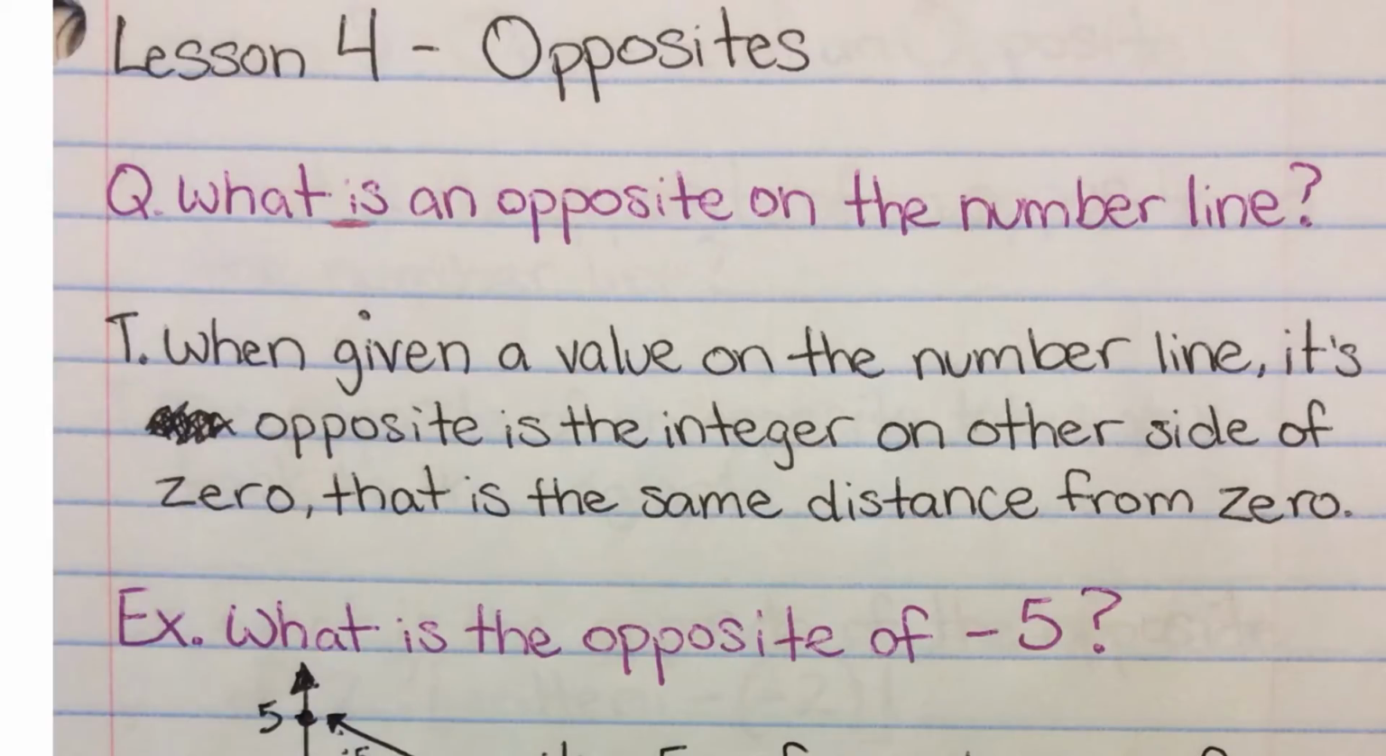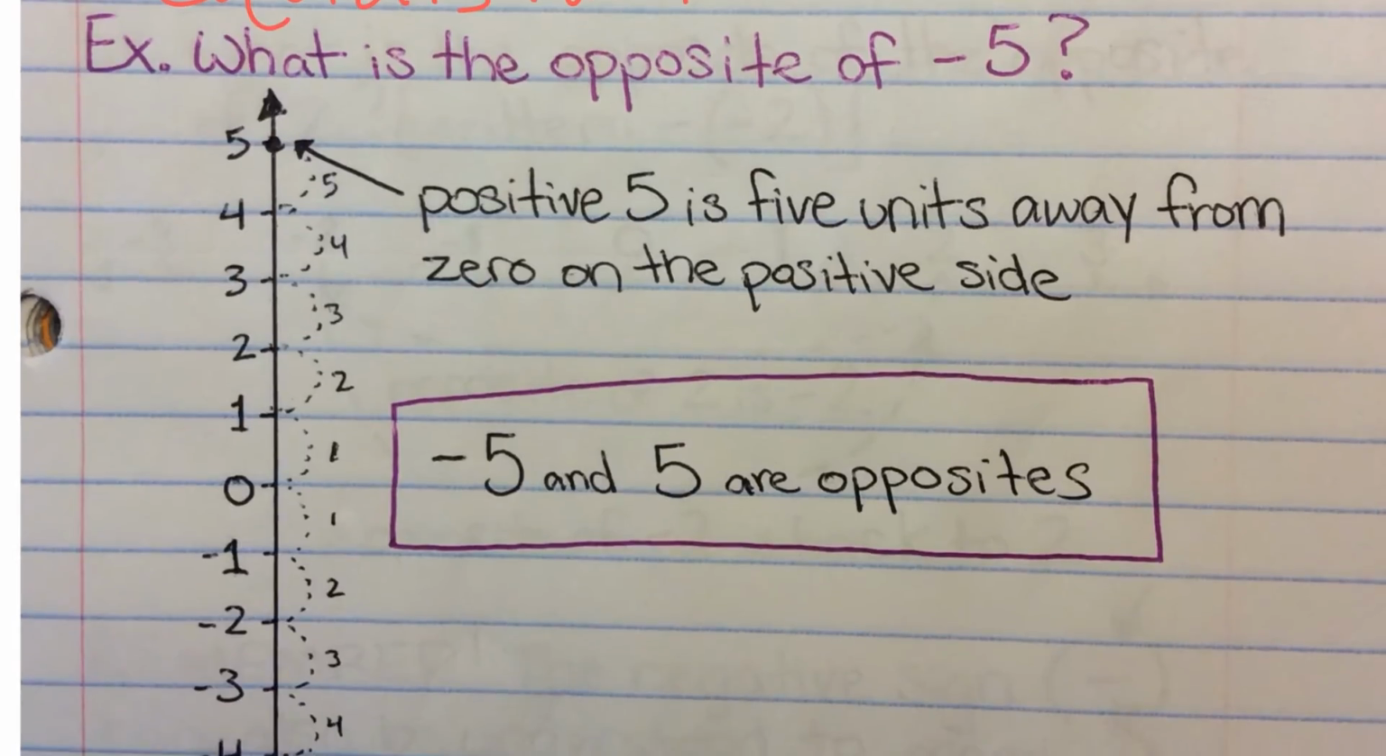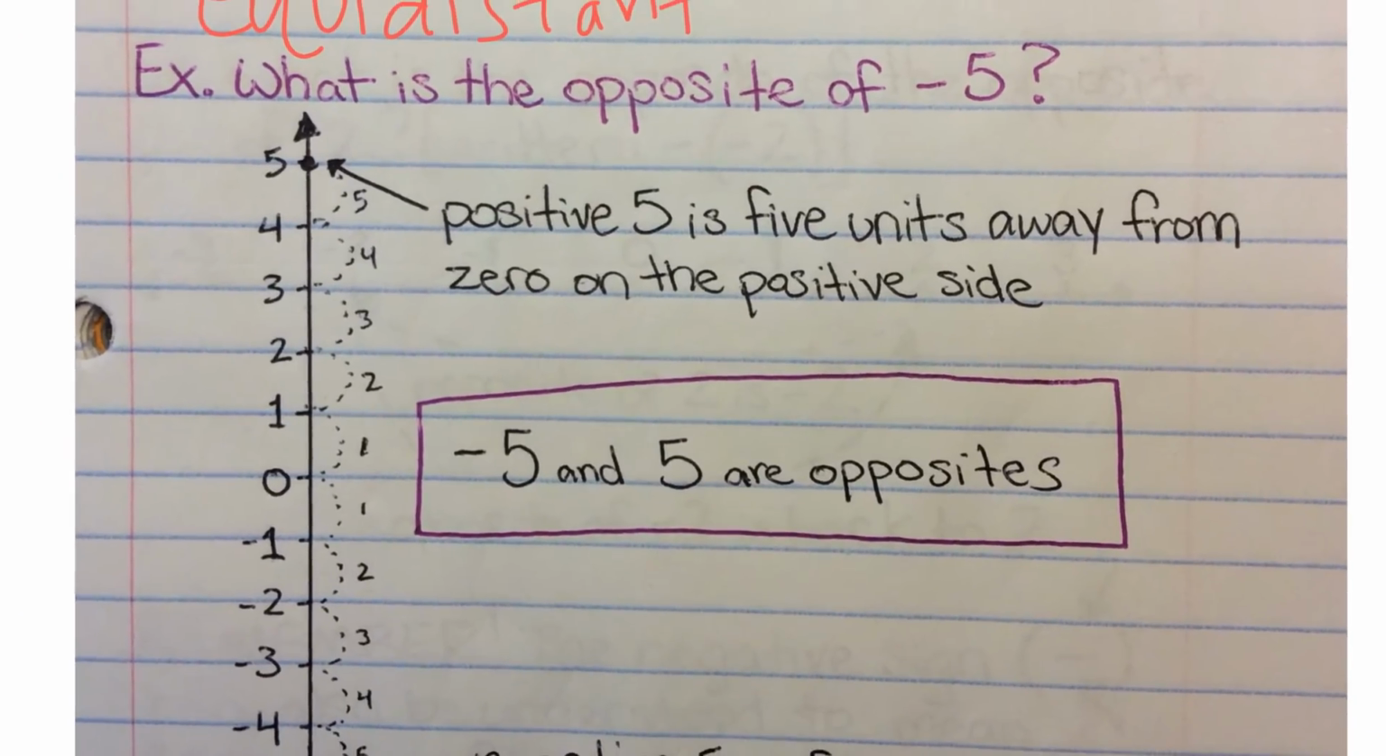Now, I don't know if you remember from lesson 1 when we originally defined opposites, but it said that they are equidistant from 0 and on opposite sides. Okay, equidistant means that there is the same distance on both sides. So let's take a look. I think once you get this, it will not be too complicated for you, but it's just going to take a little bit of practice and looking at some examples.